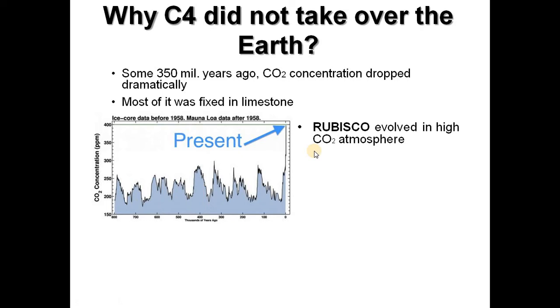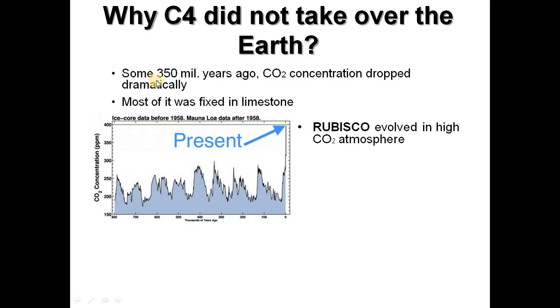So the question we should be asking ourselves is, we have C3 plants which are not so efficient in photosynthesis. But then we have the C4 plants which are more efficient and they photosynthesize way better. So like, why didn't they take over the world? Why isn't it that the majority of plants are C4?